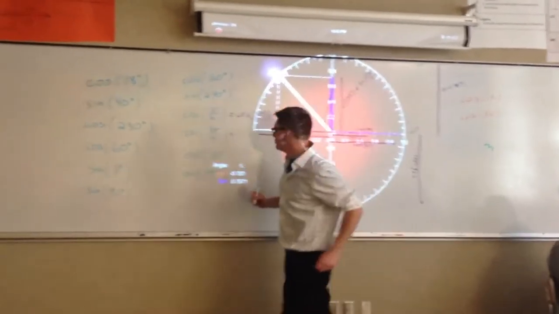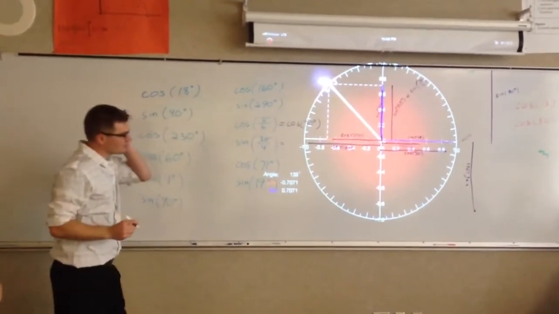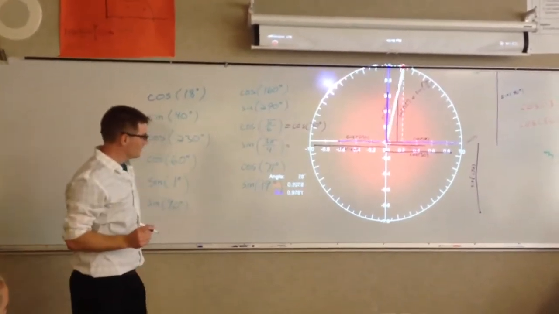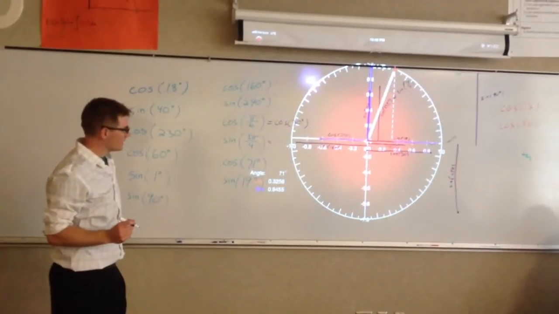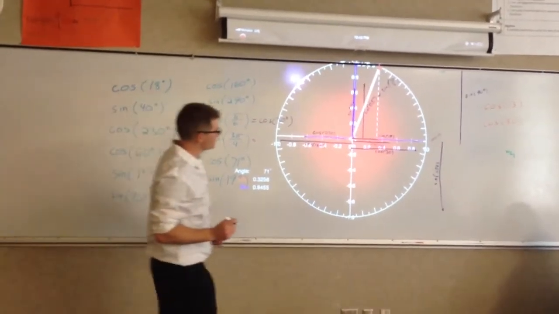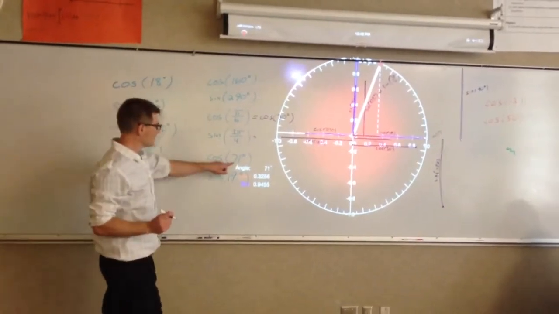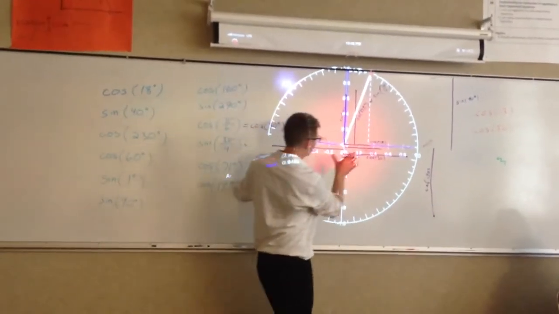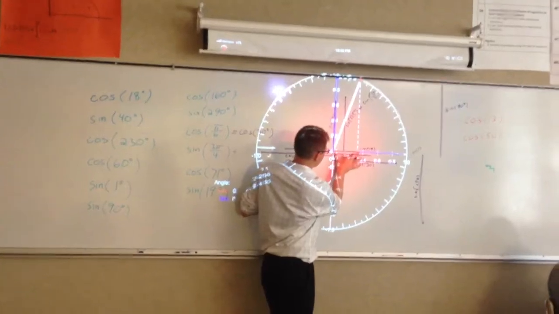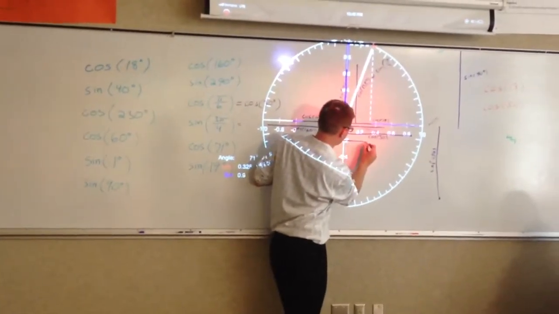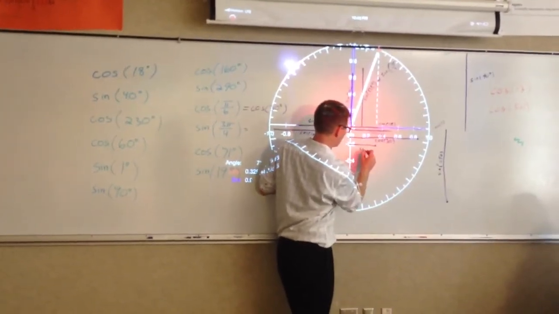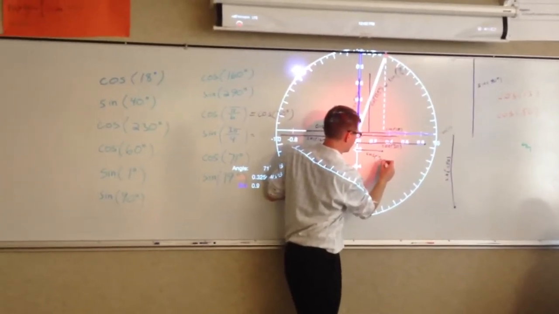Oh my gosh, we're almost there. 2 more. Cosine 71. Take us to 71. Okay, you're looking at the x or the y? X. So we're at 71 degrees, looking at the x. So this little guy, that's the x right there. Right there. That's cosine 71.